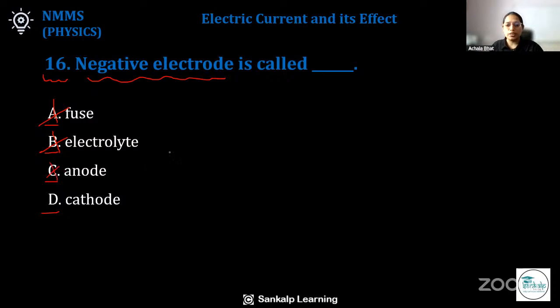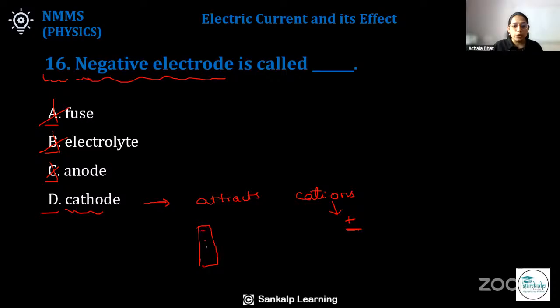D. Cathode. See, cathodes are the electrodes which attract cations. Cations means they are having positive charges. Ions having positive charges. Cathode attracts positive charges. Here, which can attract positive charge? That is negative charge. Negative charge attracts positive charge. Therefore, negative electrode is the electrode having negative charges which attracts positive charges.